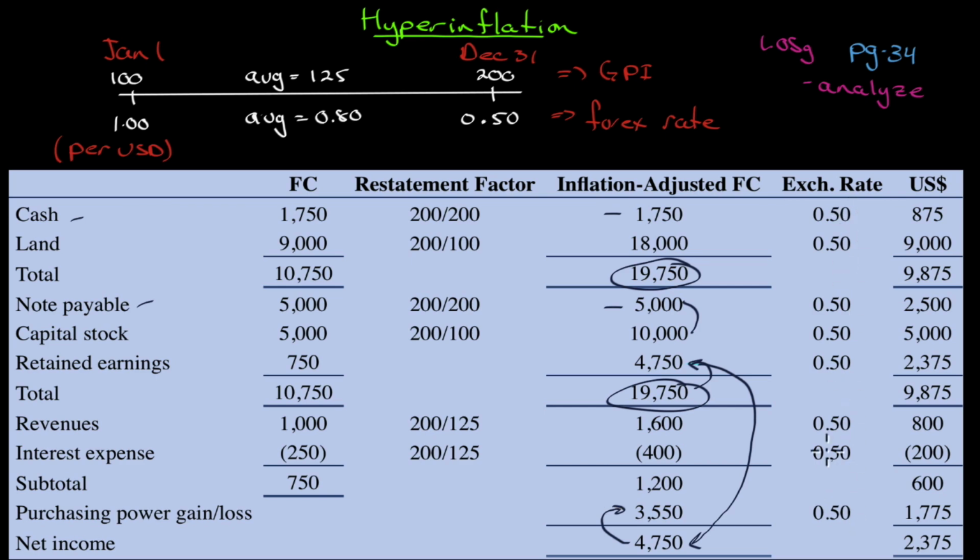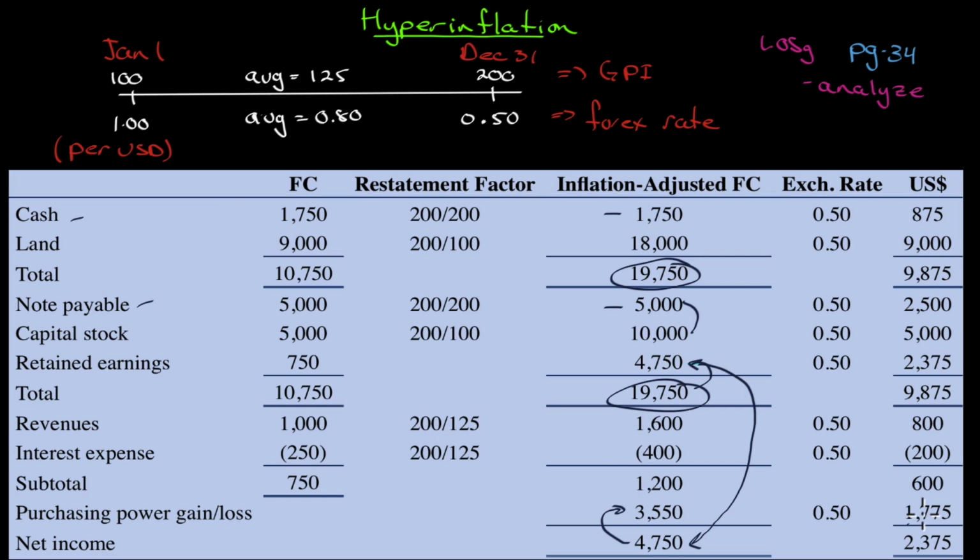Apply the exchange rate to every single account now. Notice we're applying it to every account, and here's what you get in US dollars. We get 23.75. So this is the easy part. You just have to remember, when I'm dealing with inflation-adjusted statements, I must use the current exchange rate on every single account, every account. Notice that by doing that, whatever relationships exist here will be preserved once you translate it into the US dollar. And of course, your purchasing power gain or loss is translated as well, 17.75.